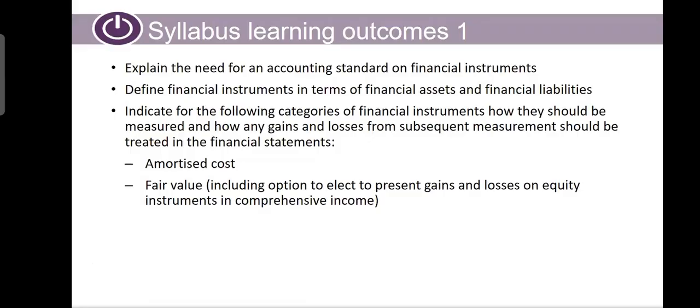Explain the need for an accounting standard for financial instruments. Define financial instruments in terms of financial assets and financial liabilities. Indicate for the following categories of financial instrument how they should be measured. We talk about amortized cost and fair value. So these are the two methods.